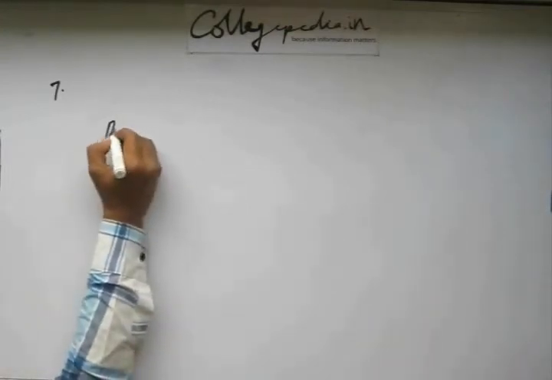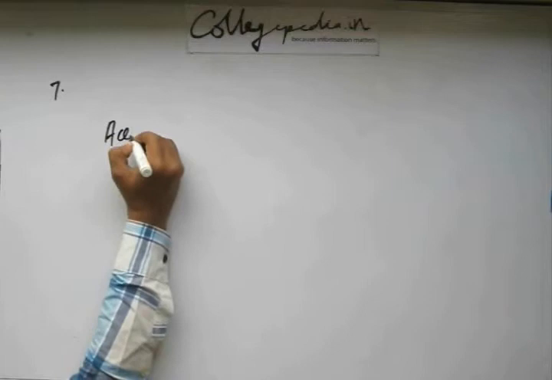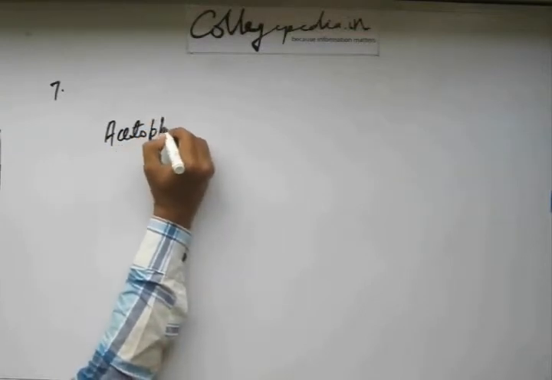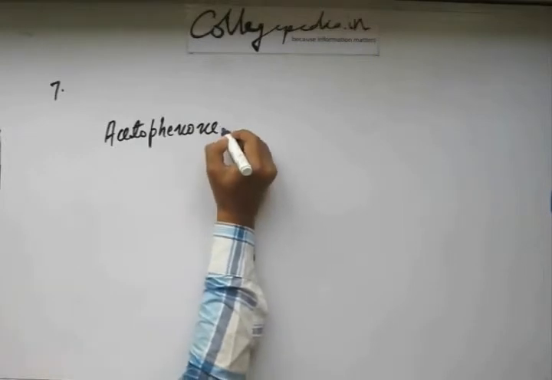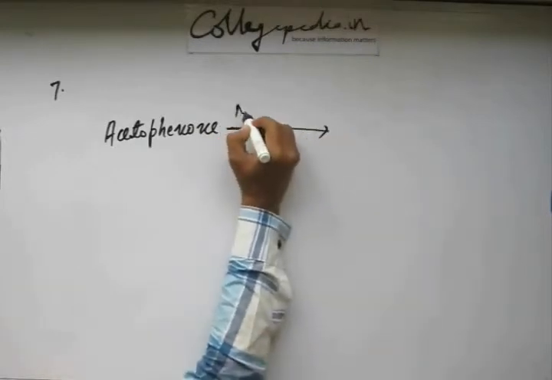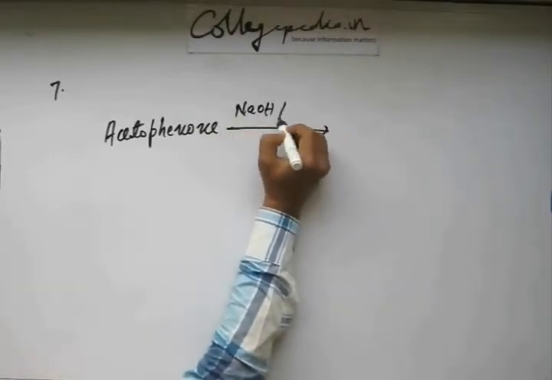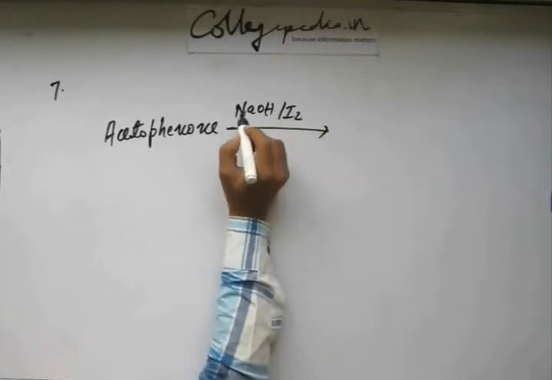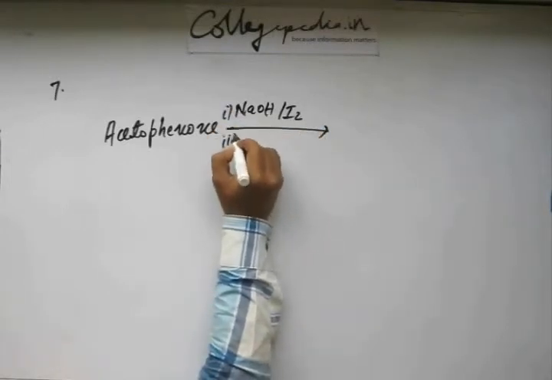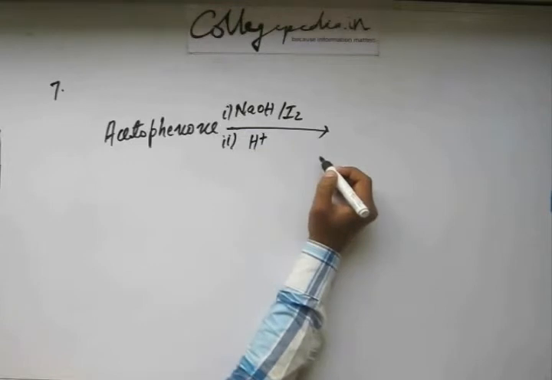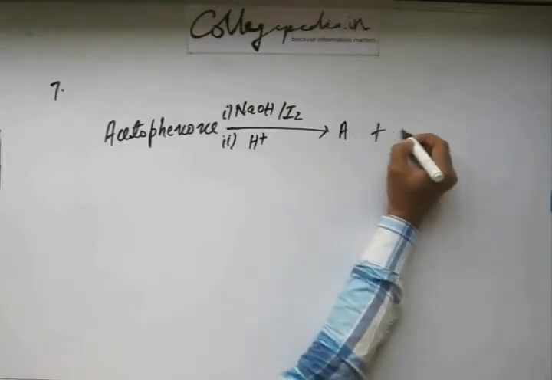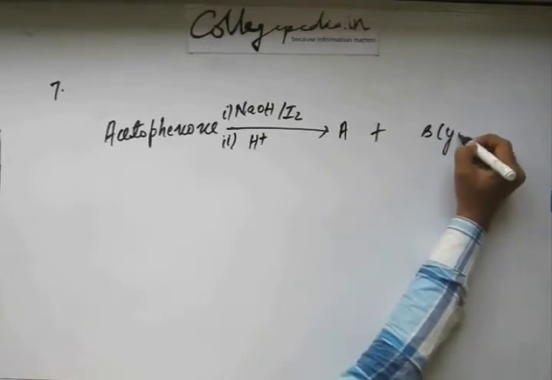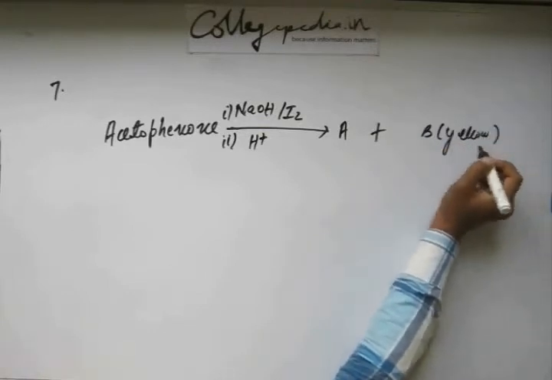Okay, let's try this one out. We have acetophenone, and I'm carrying out this reaction on acetophenone. It gives me A and it gives me B. B is yellow in color.